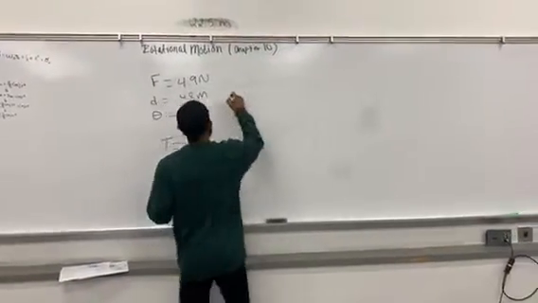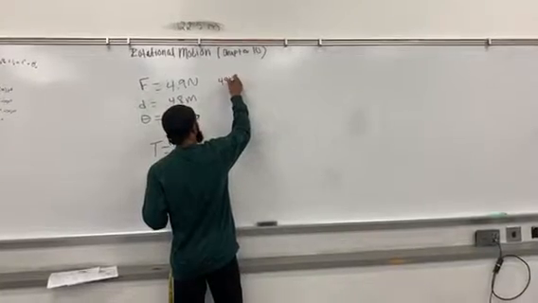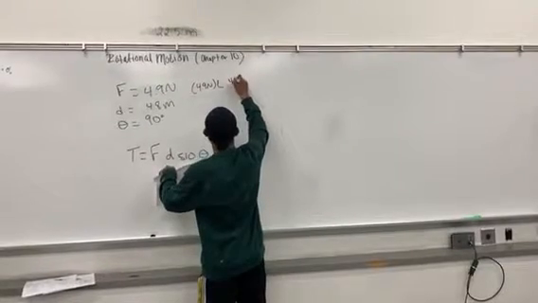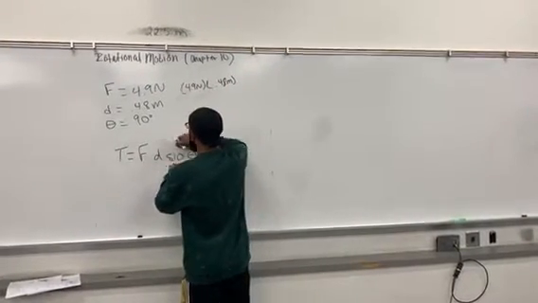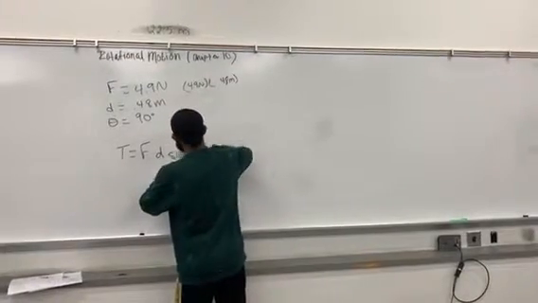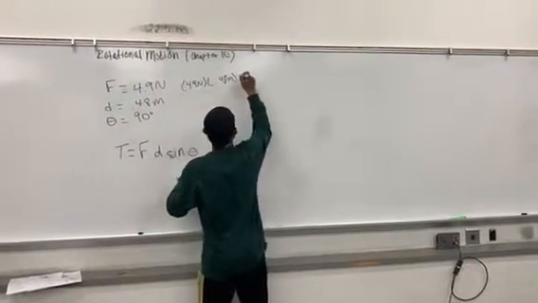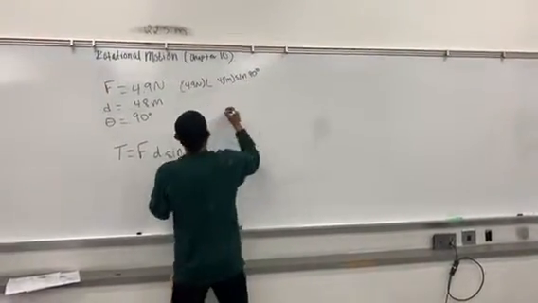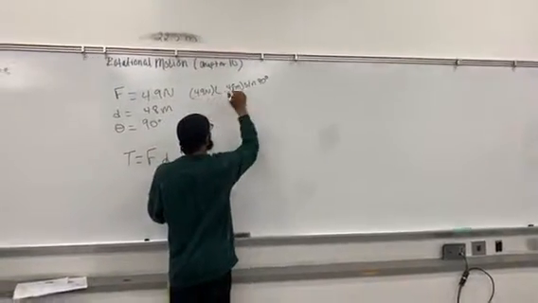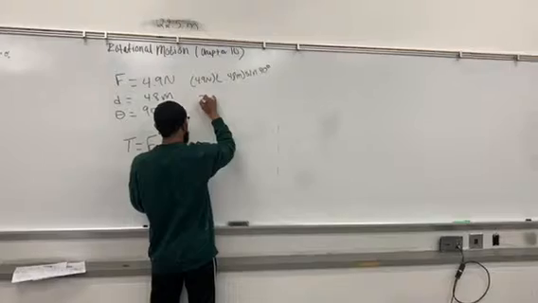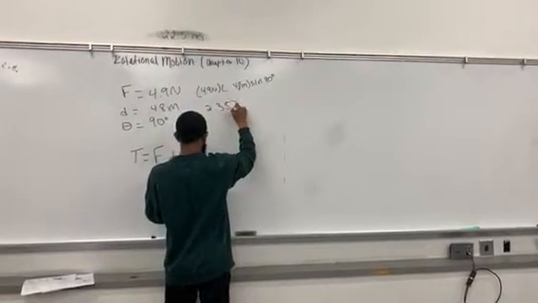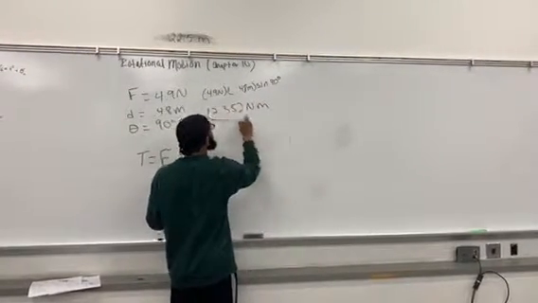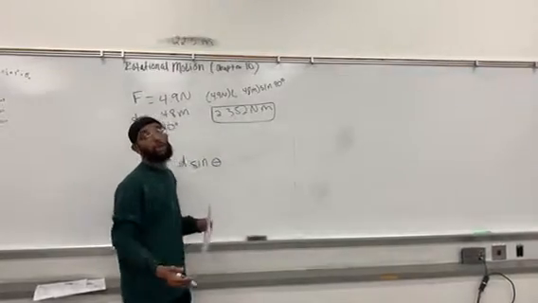So now we just need to plug it in. It will be 4.9 newtons times our distance, which is 0.48 meters, times sine of 90 degrees. When you get that, it's going to be newton meters, so you should get 2.352 newton meters. And there you have it.